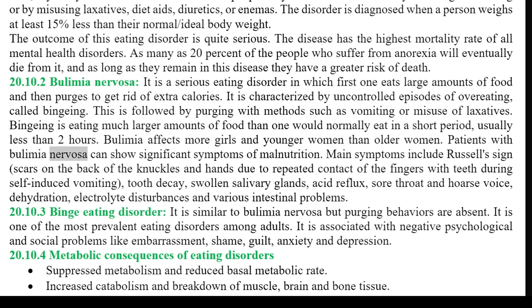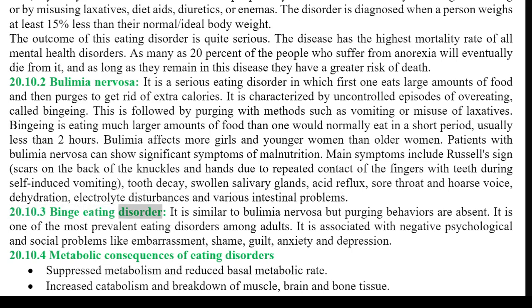Patients with bulimia nervosa can show significant symptoms of malnutrition. Main symptoms include Russell's sign, scars on the back of the knuckles and hands due to repeated contact of the fingers with teeth during self-induced vomiting, tooth decay, swollen salivary glands, acid reflux, sore throat and hoarse voice, dehydration, electrolyte disturbances and various intestinal problems.